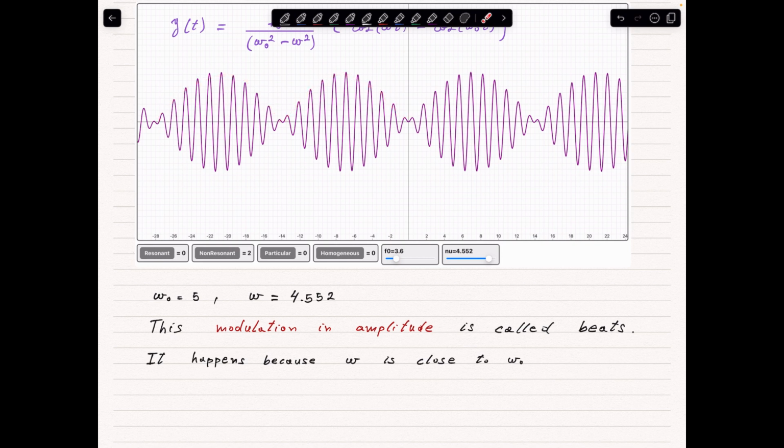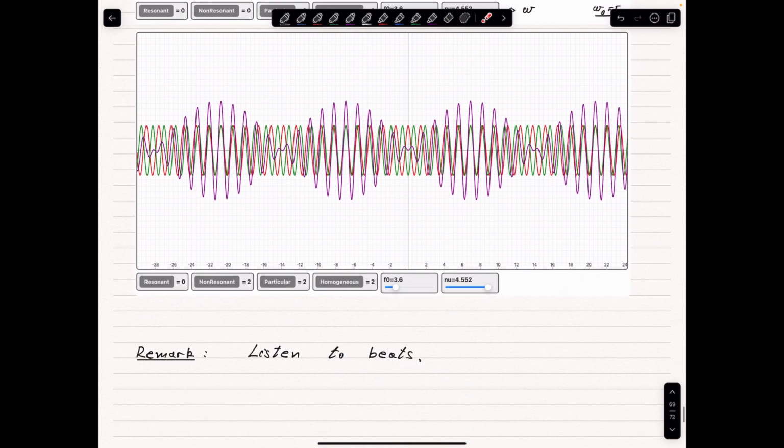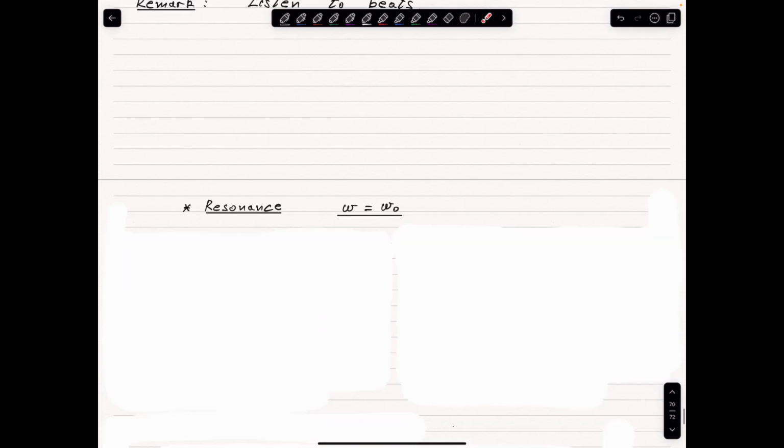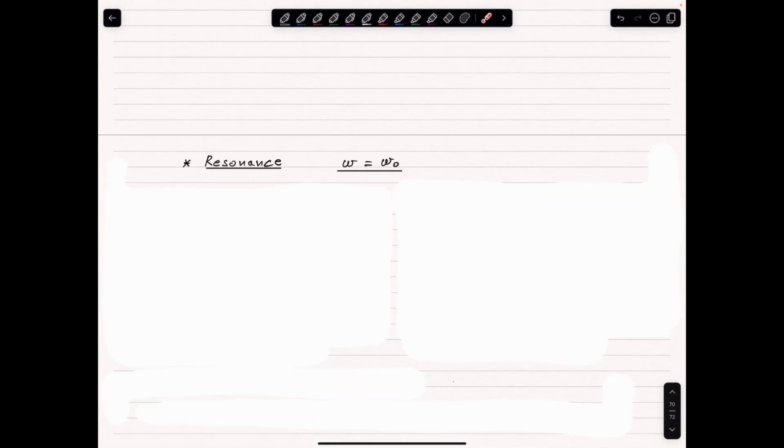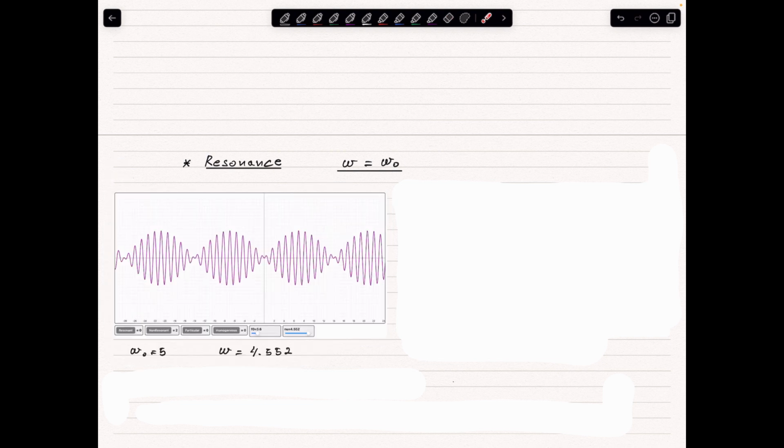So now let's move on to the last case, which is when we have the driving frequency exactly equal to the natural frequency of the system. So what is going to happen in that case? Well, recall our solution. The solution that produced the beats when the driving frequency is close to the natural frequency is not going to be defined here anymore, because we are going to have 0 over 0.